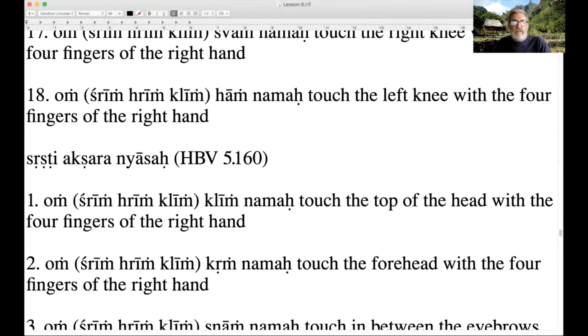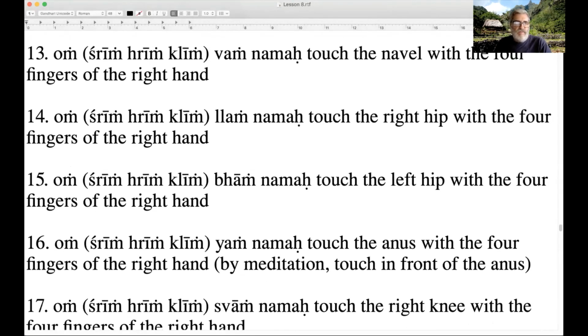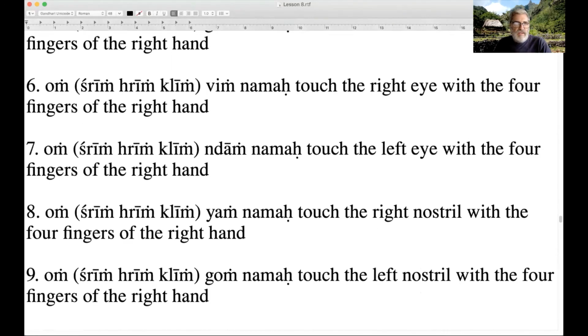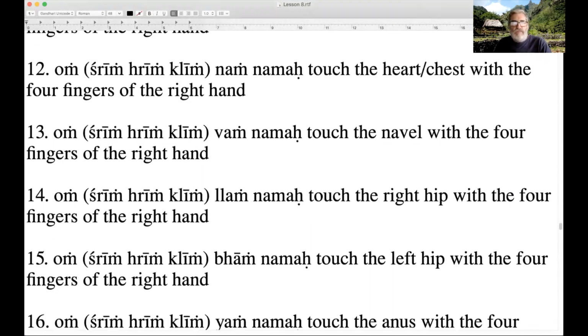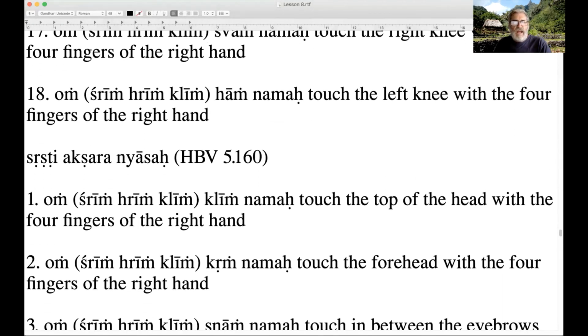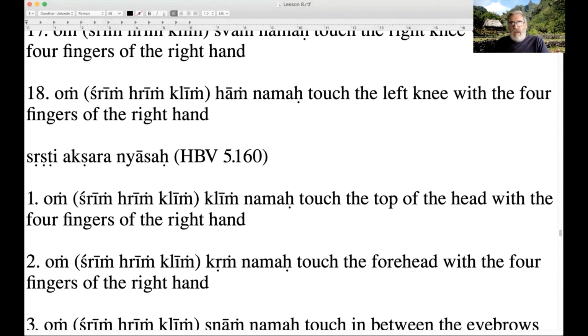And the last part of the Akshay Nyasa, this is actually the Akshay Nyasa as it's first told. The last one would be Swaha. It's also a longer A, so Ha. Adding the Anushwara to make a Bija mantra makes it Ham. So we have Om Ham Namaha, touch the left knee with the 4 fingers of the right hand, or by meditation. And it could also have the Bija mantras added to it.